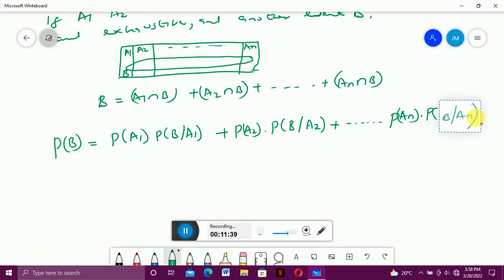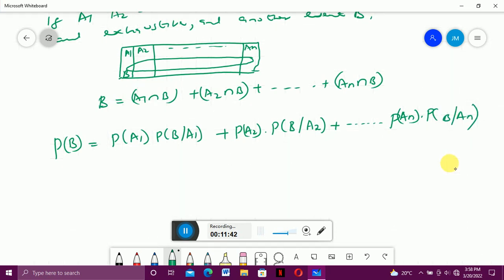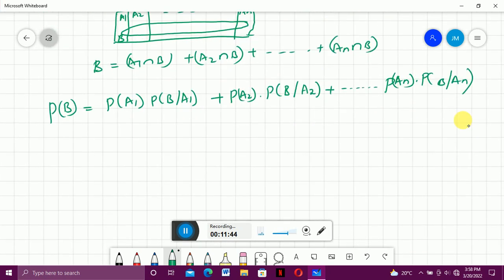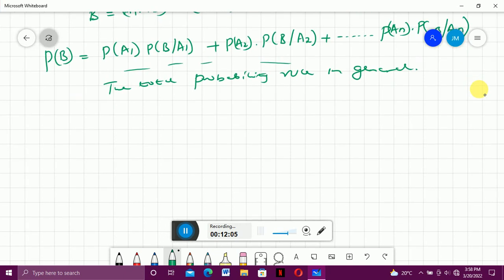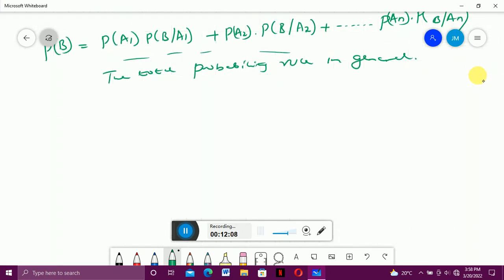So what we have written now here is what we call the total probability rule in general. We would like to look at an example that we can solve using the total probability rule, and this is our example.